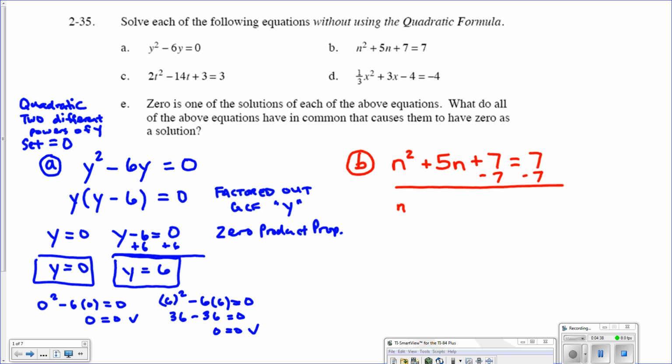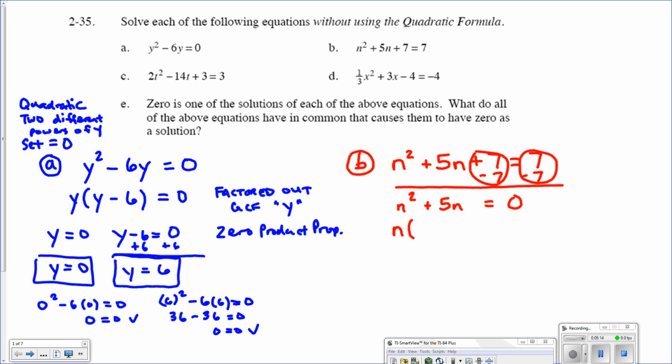So now we have n squared plus 5n. The positive 7 minus 7 gives us 0, and we end up with 0 on this side too, which means we have this whole thing equals 0. So much like the problem we just did where we had y squared minus 6y, we have n squared plus 5n. Now we look to see, does it factor? And it does. We can factor out an n here.